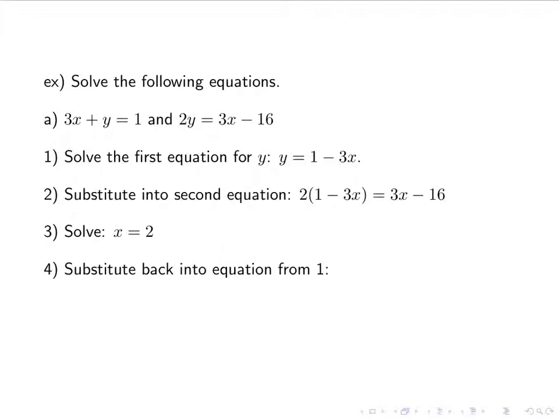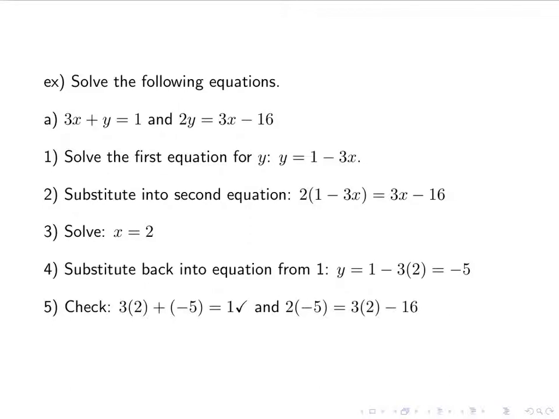Next, we're going to sub it back into the equation from step 1. y equals 1 minus 3 times 2, which is negative 5. Lastly, we're going to check. Is 3 times 2 plus negative 5 equal to 1? Yes. Is 2 times negative 5 equal to 3 times 2 minus 16? Yes. So we know that we have it right.